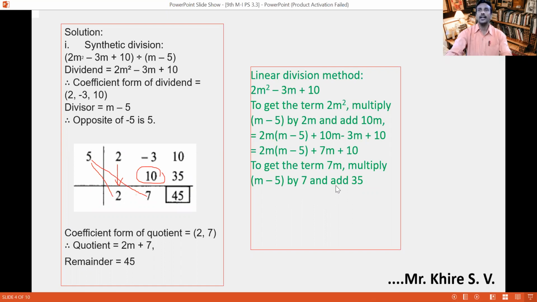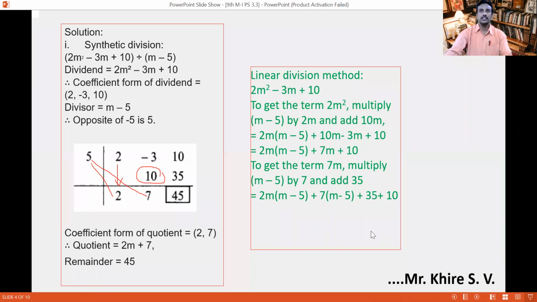By 7 and add 35. Then multiply m minus 5 by 7 and add 35, because 7 times 5 is 35, minus 35 plus 35 is there. Therefore, 2m into m minus 5 as it is now. Now 7m will become 7 into m minus 5. That is 7 into m is 7m, and 7 into 5 is minus 35. 7 times 5 is 35, minus 35 plus 35 becomes 0.